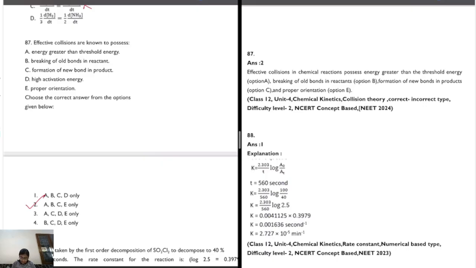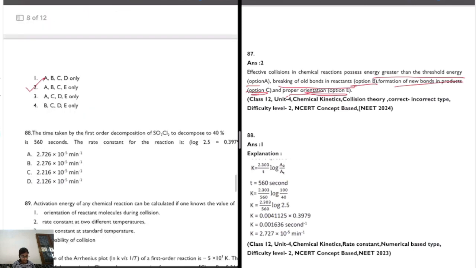As I said, it should have energy greater than threshold energy, which is option A, breaking of old bonds. Option B, formation of new bonds in products. Option C, and proper orientation. It should always have proper orientation. Even if it has sufficient energy and does not have proper orientation, then the reaction won't proceed. We will not get the products. So option 2 is the correct option.